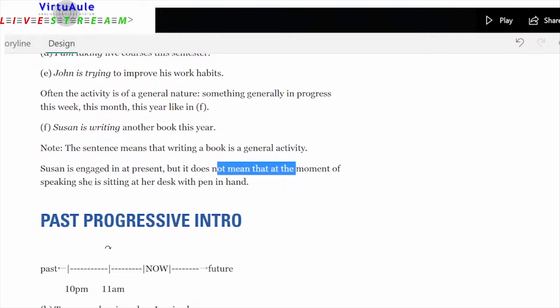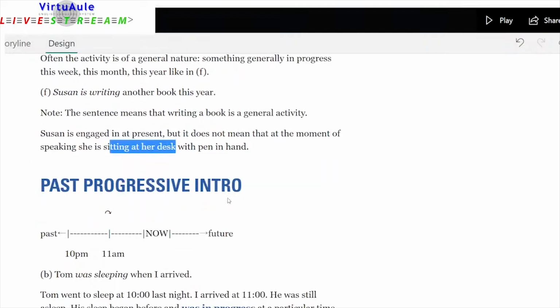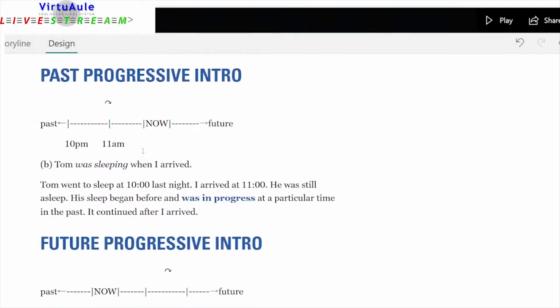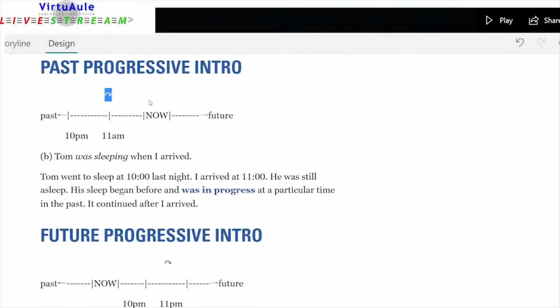Does not mean that at the moment of speaking she's sitting at her desk with a pen in her hand. Past progressive intro. Okay, here's our little arrow. This means that the action is in progress. Here we have 10 p.m., we have 11 a.m., and now. So we've shifted in time.